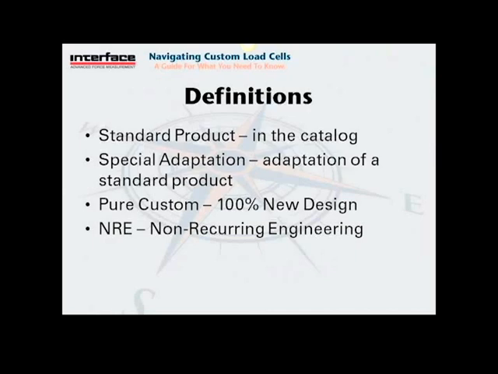A pure custom would be, let's say you want a thread size that's not available and does cause an alteration of the flexure. Now it's going to have to go through engineering for a full review of the design and go through all those steps. One other explanation we want to give you is NRE, which is a non-recurring engineering charge. Basically, if work is done to alter a standard product or create a pure custom, there'll be this type of charge associated with it.